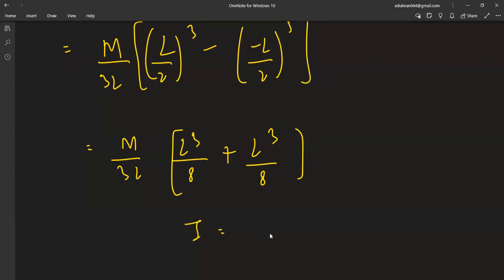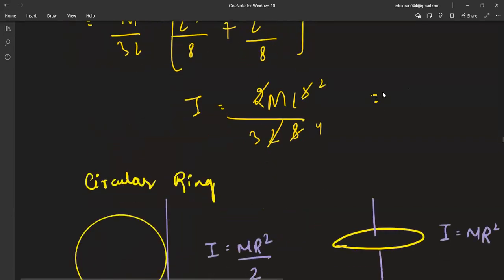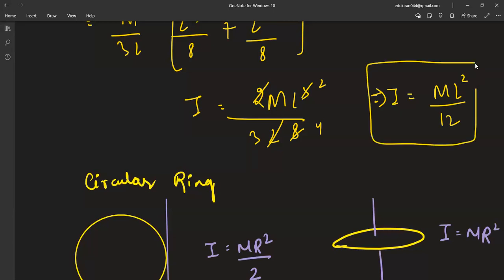So this becomes M into 2L cube by 8, divided by 3L. So L square will remain, and 2 and 8 will cancel. So you have your final answer: I is equal to ML square by 12. Please remember this, class.